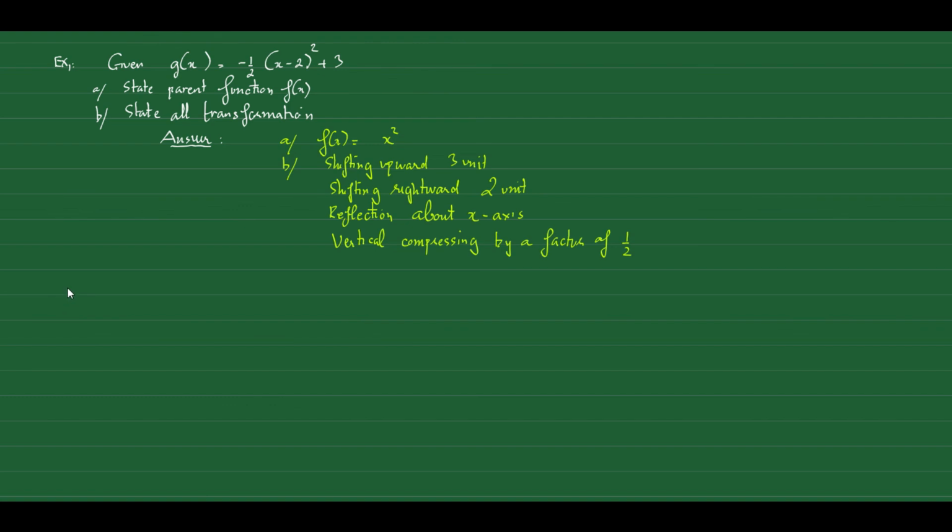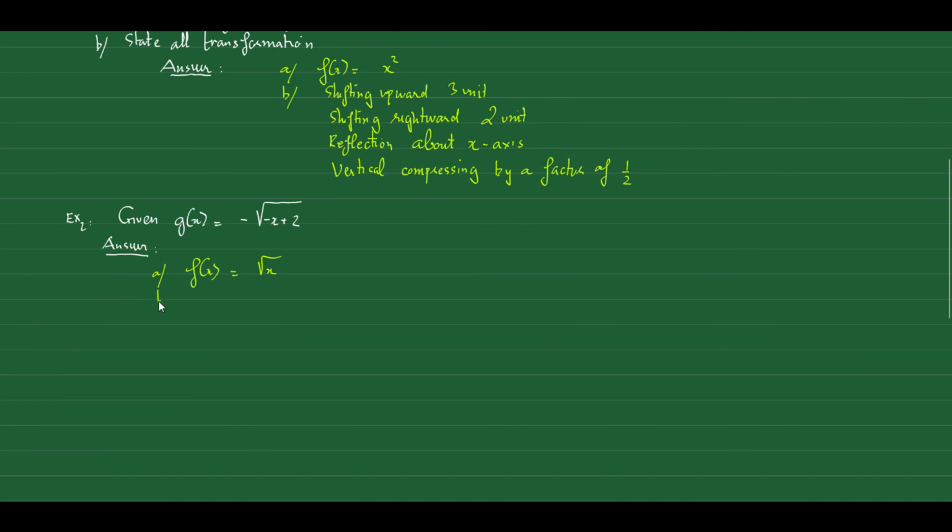Example 2. Given: negative square root of negative x plus 2. Okay, so we're going to do the same thing, same question. The original function must be the square root function, so this must be this.